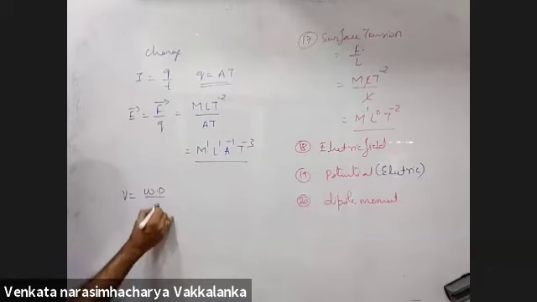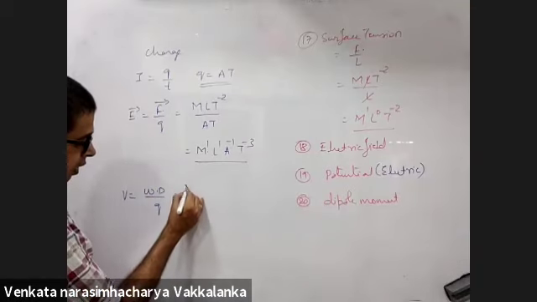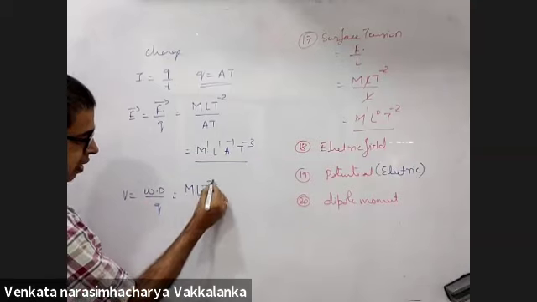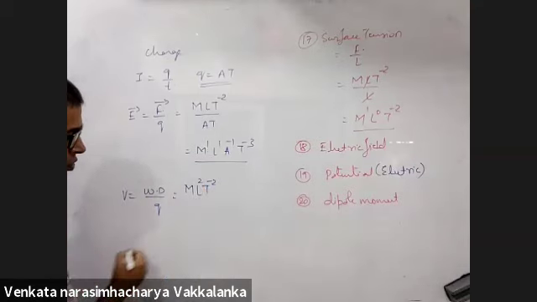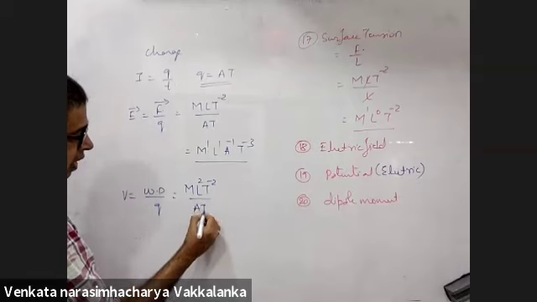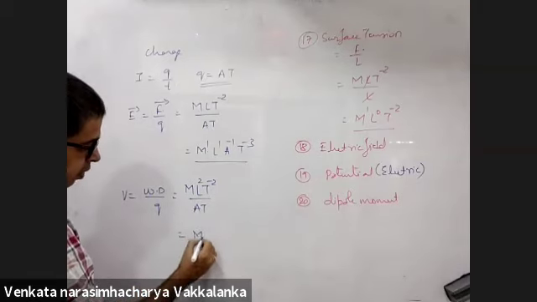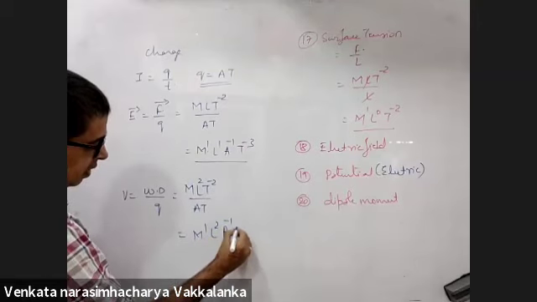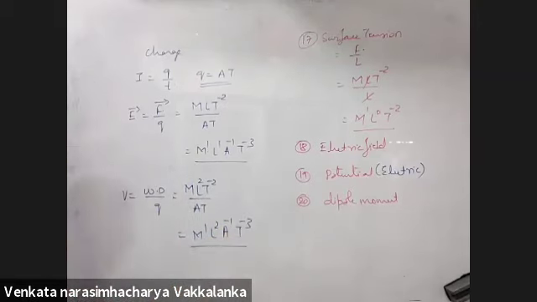Potential is work done per unit charge. Work done is force dot displacement. M L T to the power minus 2 is force, times displacement, divided by A T. M to the power 1, L to the power 2, A to the power minus 1, T to the power minus 3.